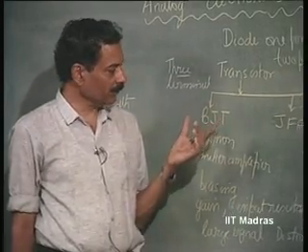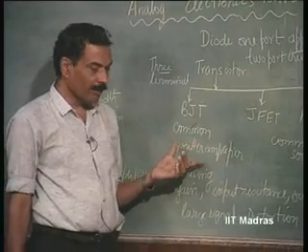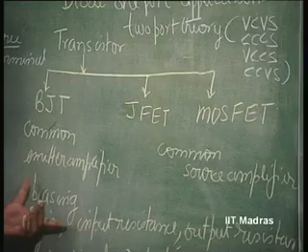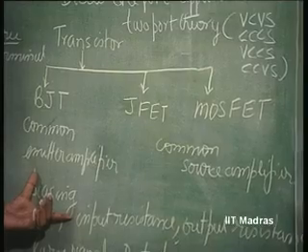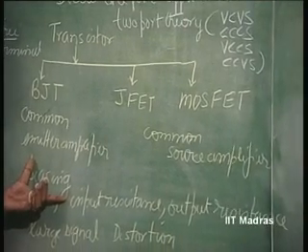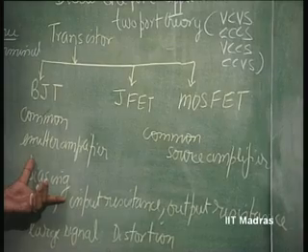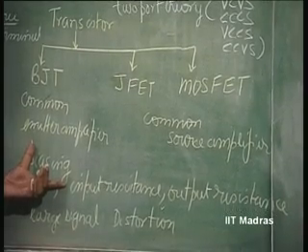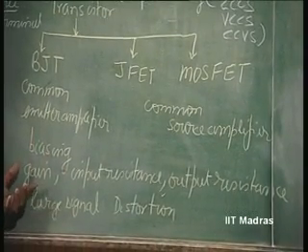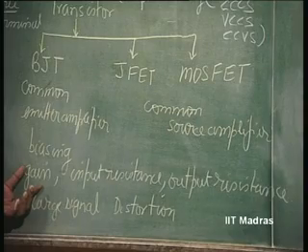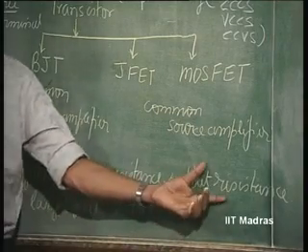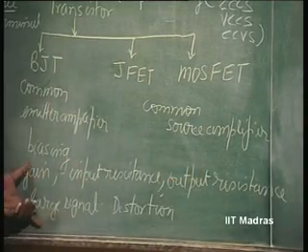Then we went over to the common emitter amplifier, biasing using single supply and dual supply, and a reliable way of biasing, fixing up the emitter current. That reliable way of biasing is fixing up the emitter current. Then the evaluation of gain of the common emitter amplifier, input resistance and output resistance, the parameters of amplifiers.